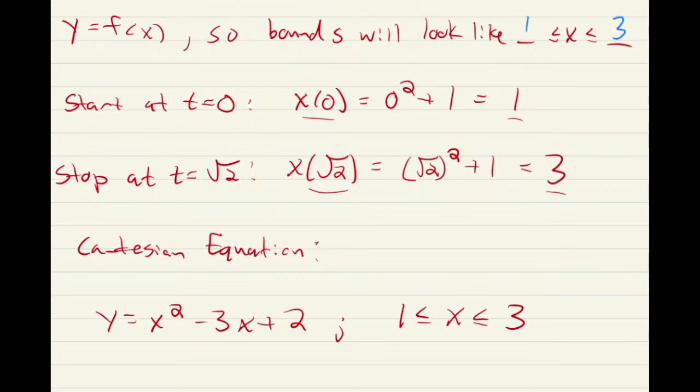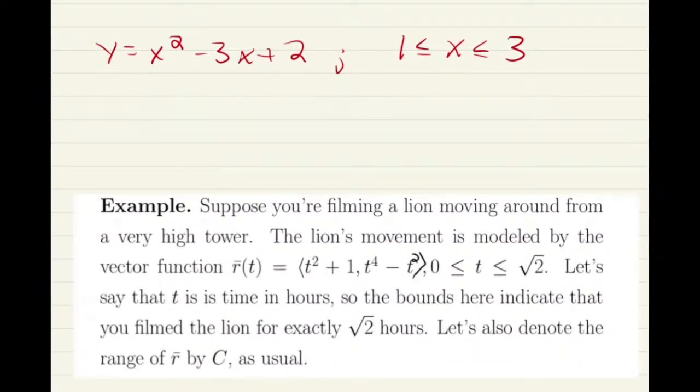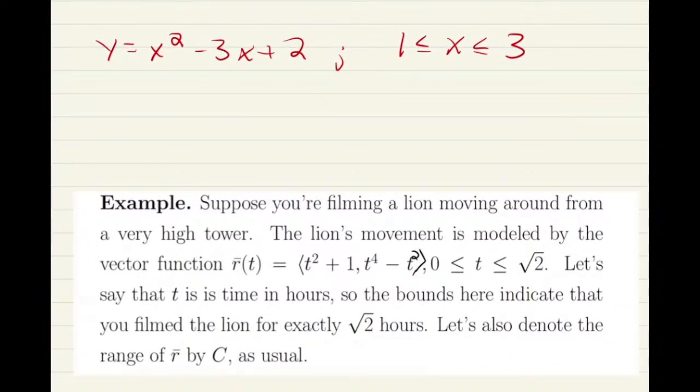We will do more examples. We're not done finding Cartesian equations quite yet, okay? But I did promise you an example with a lion. Instead of a zebra, now we have a lion.